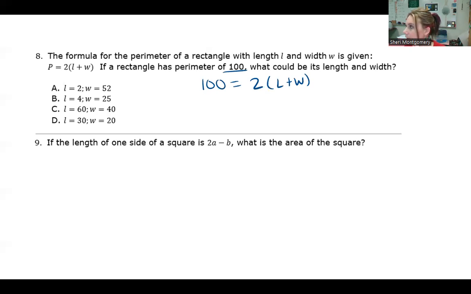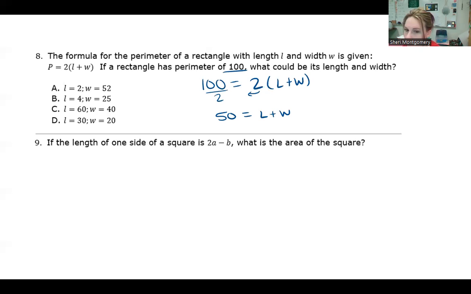So we need to know what length and width are. One thing that we could do is take this 2 instead of distributing it in. That's not going to help us. We want length and width by itself. What if instead of multiply by 2 over here, we divide by 2? What's 100 divided by 2? 50. So 50 is equal to the length plus the width.